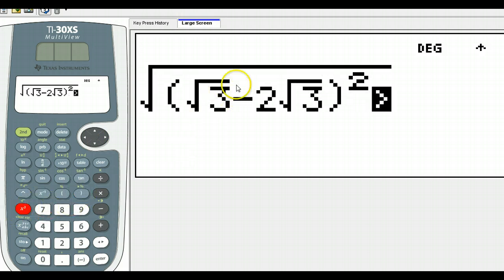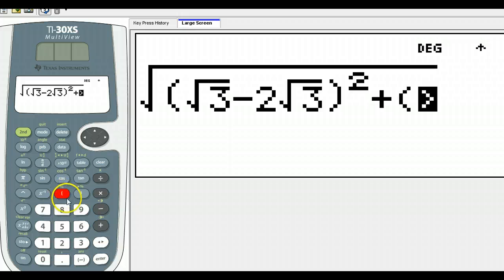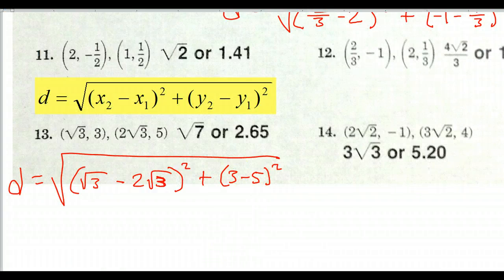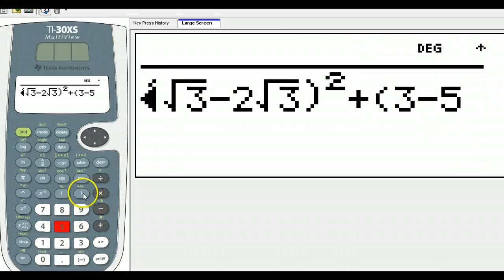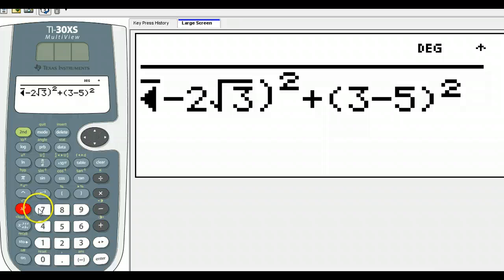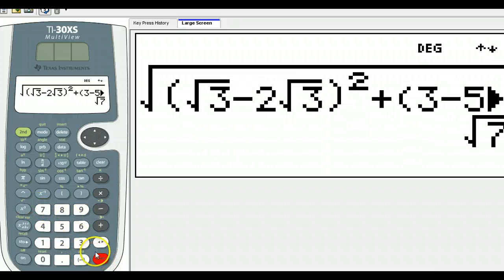So if you're getting things under the radical that you don't want to be, just remember to use the arrow keys to get out from under the radical. But anyways, plus, and what was it? 3 minus 5, that's right. Squared. Okay, so that's giving us radical 7.